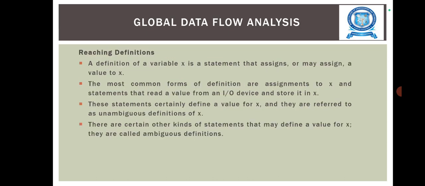Reaching definition. A definition of a variable x is a statement that assigns or may assign a value to x. The most common forms of definition are assignments to x and statements that read a value from an input-output device and store it in x. These statements certainly define a value for x, and they are referred to as unambiguous definitions of x. There are certain other kinds of statements that may define a value for x. They are called ambiguous definitions.